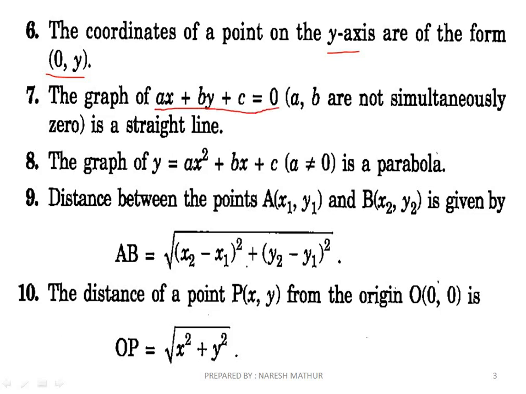A linear equation always represents a straight line on a graph, and a quadratic equation always represents a parabola on a graph, as we discussed in chapter number 3 and 4.